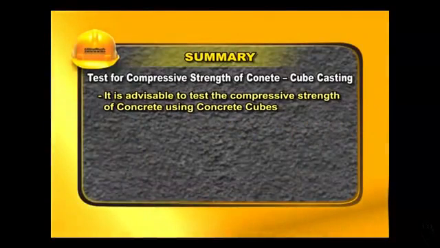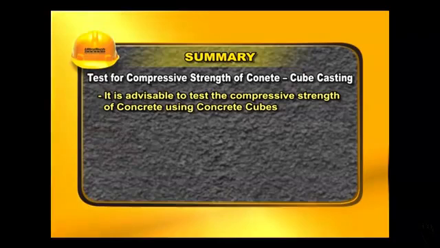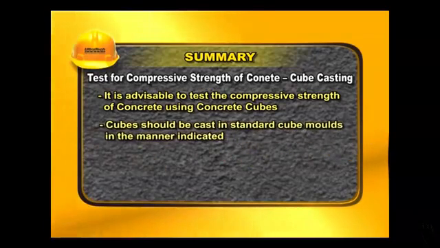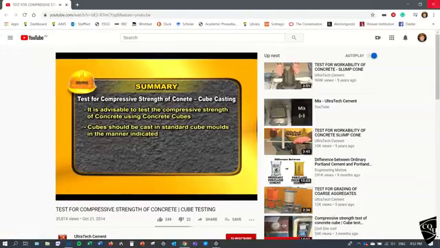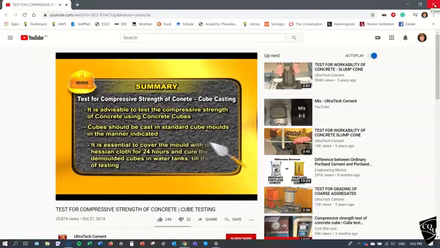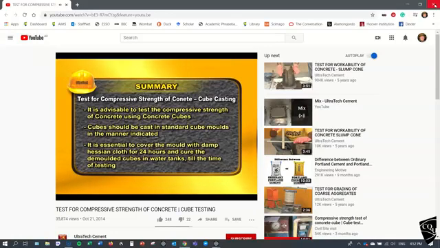It is advisable to test the compressive strength of concrete using concrete cubes. Cubes should be cast in standard cube molds in the manner indicated. It is essential to cover the mold with damp Hessian cloth for 24 hours and cure the demolded cubes in water tanks till the time of testing.